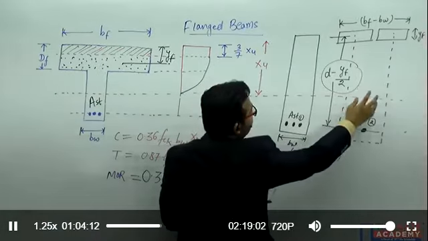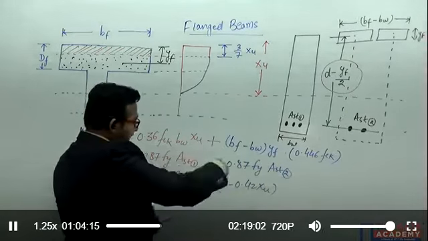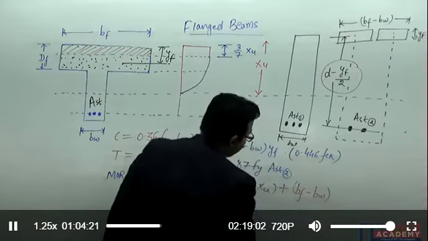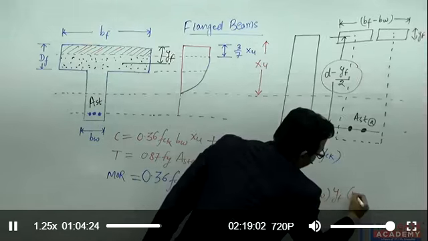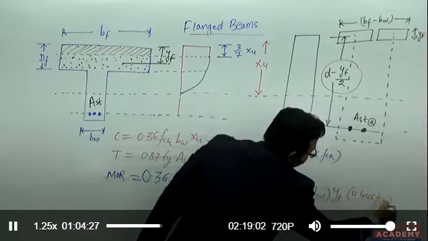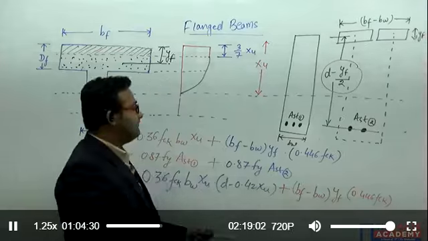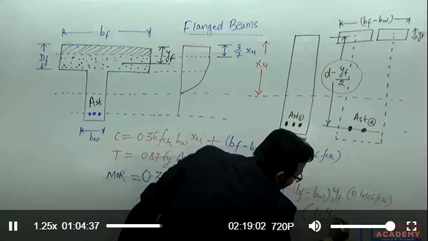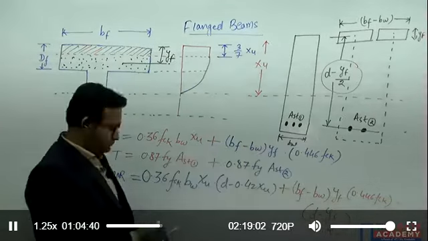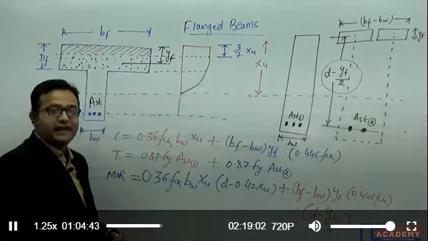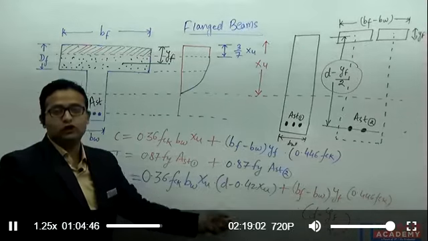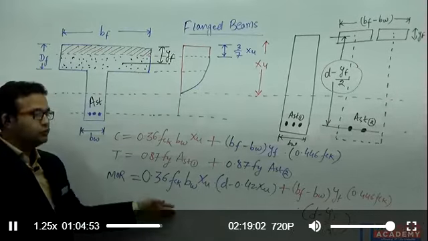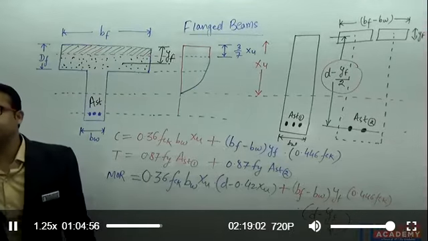If I want to calculate the moment of resistance for this section, I can write BF minus BW into YF into 0.446 FCK into the lever arm. The lever arm available for this is D minus YF by 2. So this is the total moment of resistance we can calculate in the compression zone. Please note down. Then we will see how to calculate the moment of resistance in the tension zone. Please write this down.